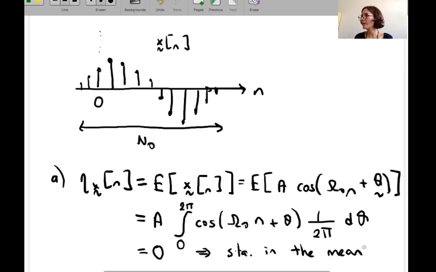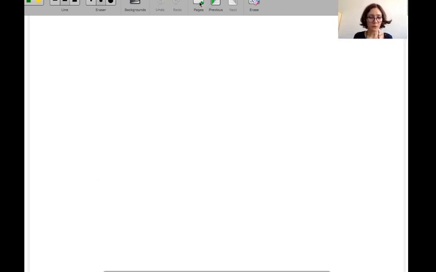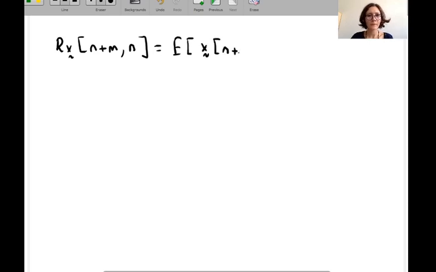Remember, we were trying to find whether the process is wide-sense stationary, so the next step is going to be to see whether the autocorrelation function depends only on the time difference. So let's do that part now. We look at the autocorrelation function, looking at some time instants n plus m and n. So this is the expectation of x of n plus m multiplied with x of n conjugate, in case this is complex.